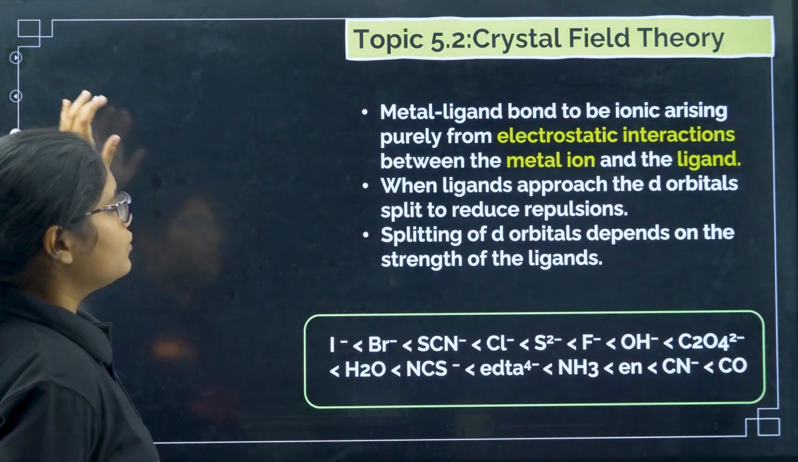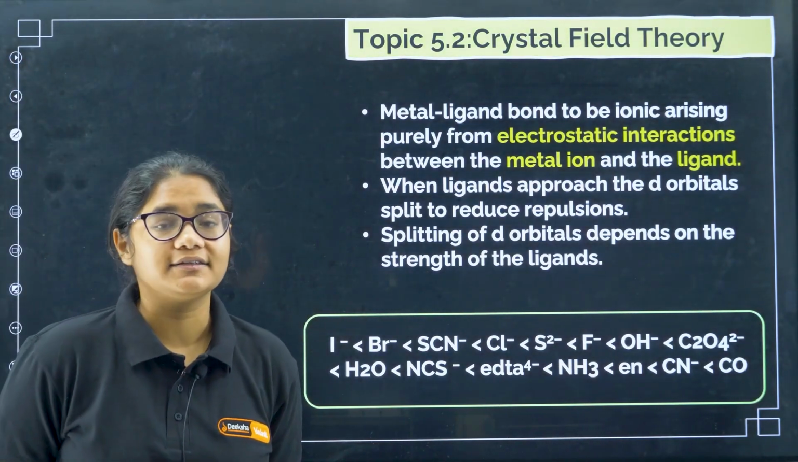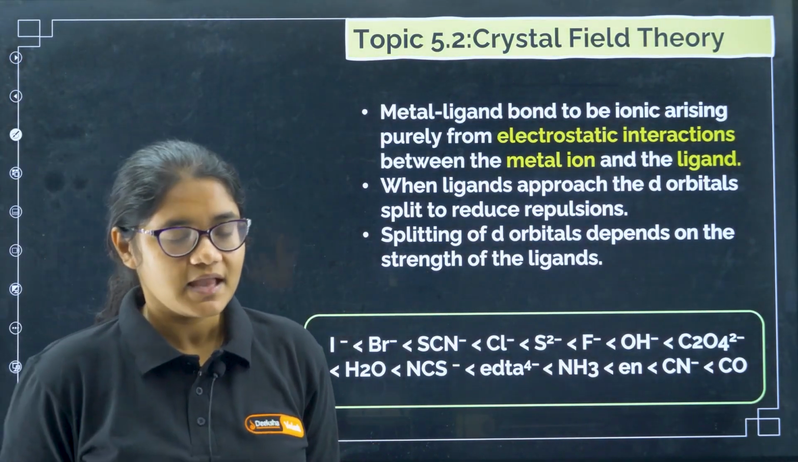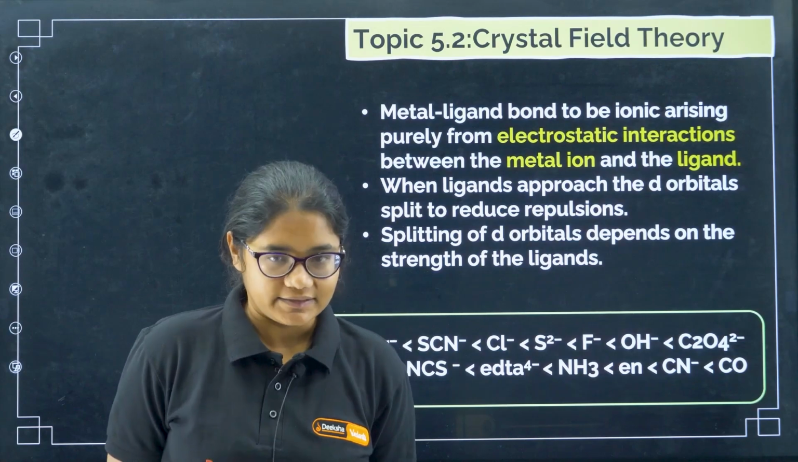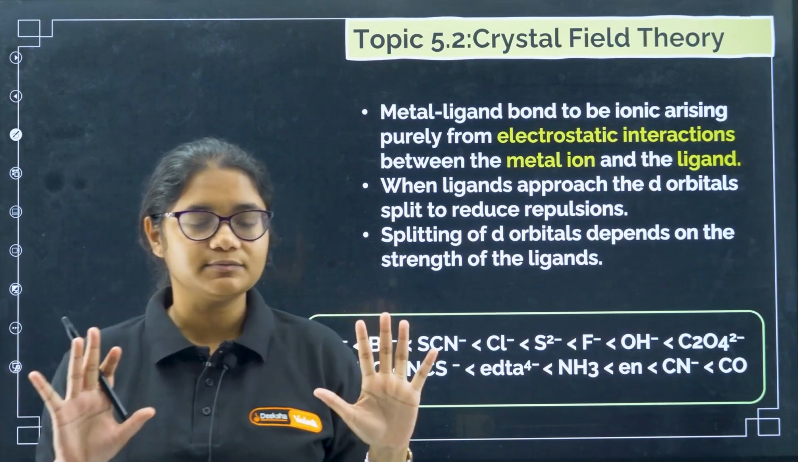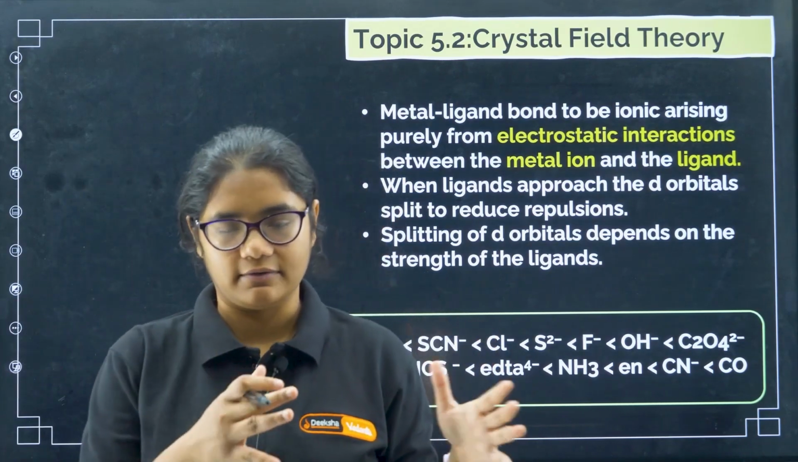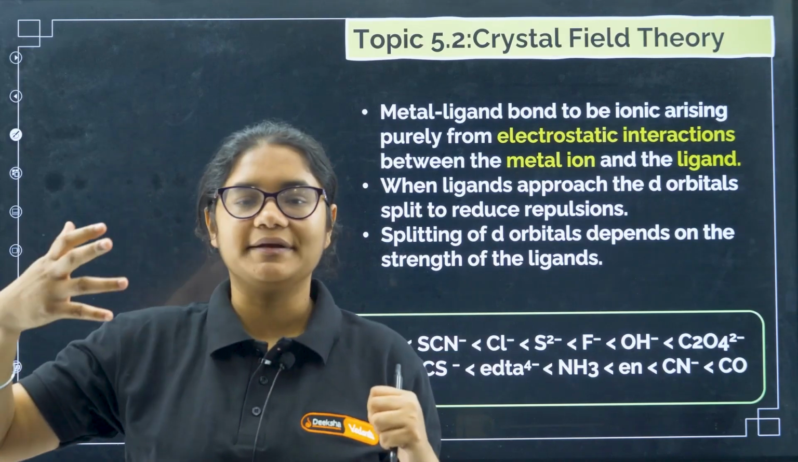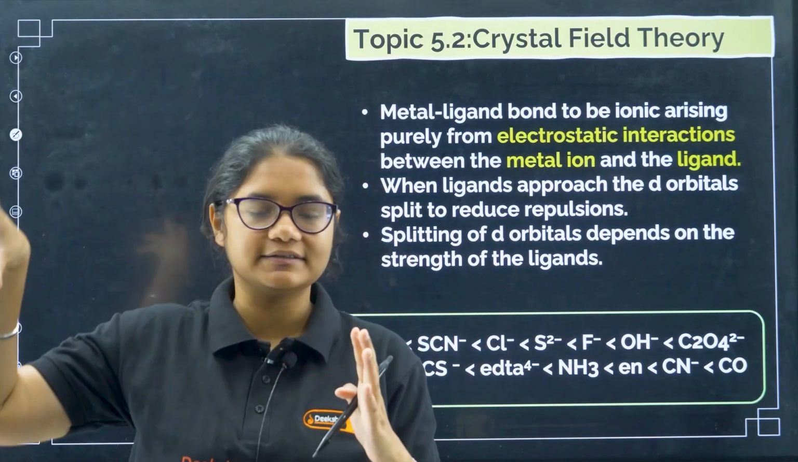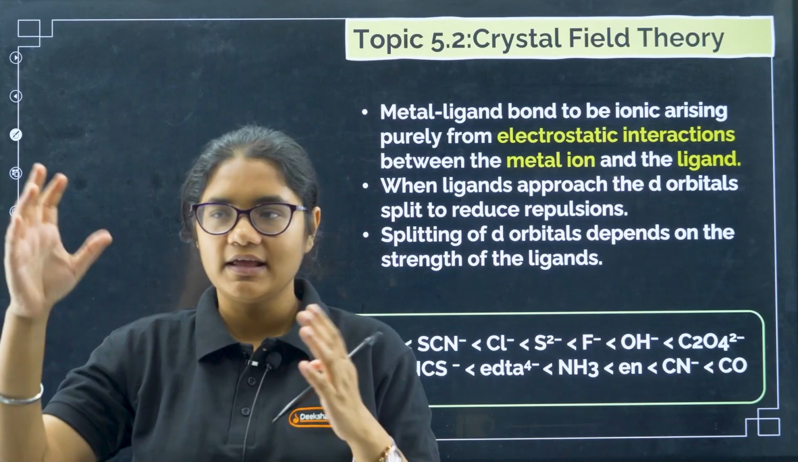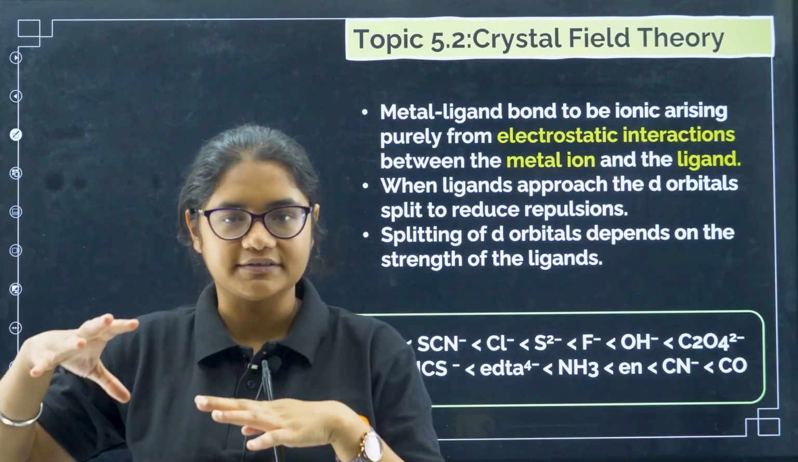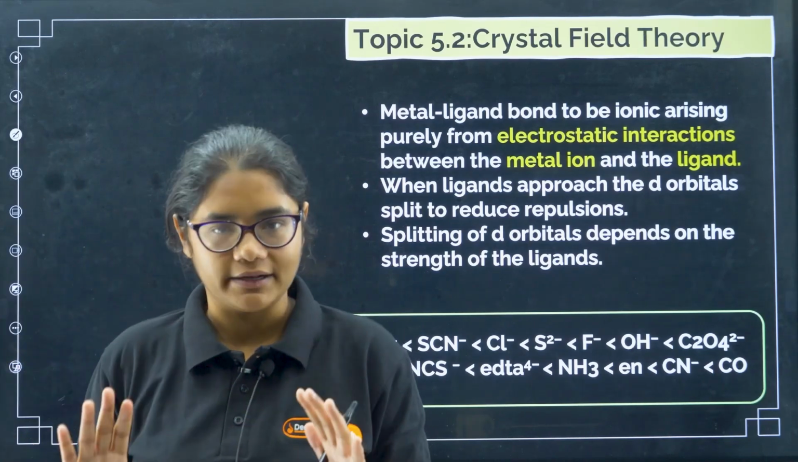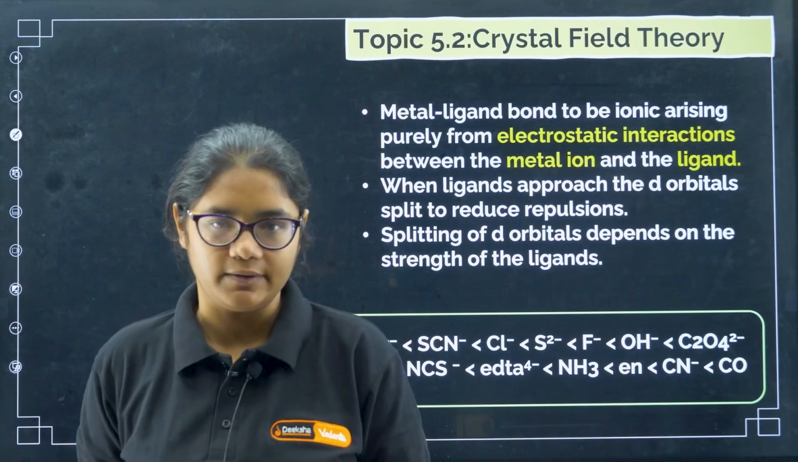Next we will go to the second bonding theory, that is crystal field theory. Now what does crystal field theory say? First let me recall what valence bond theory says. In valence bond theory the concept is that the metal and the ligand orbitals are there, these orbitals undergo hybridization and then they form bonds with the metal. That is valence bond theory.